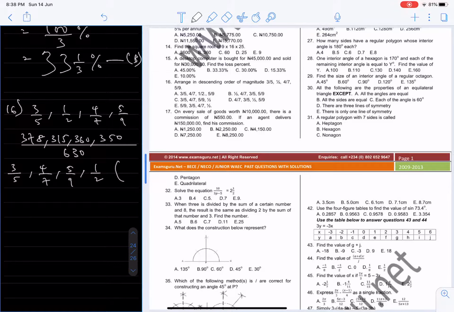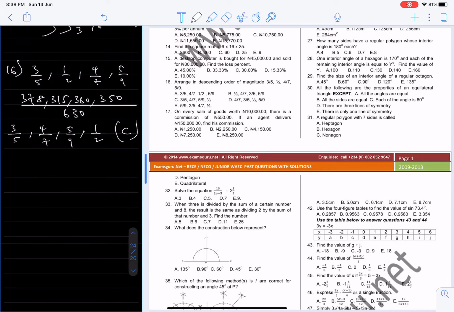So the correct option is, that's number 16: 3/5, 4/7, 5/9, and 1/2. And the correct option is C. That's beautiful. Now we move on.